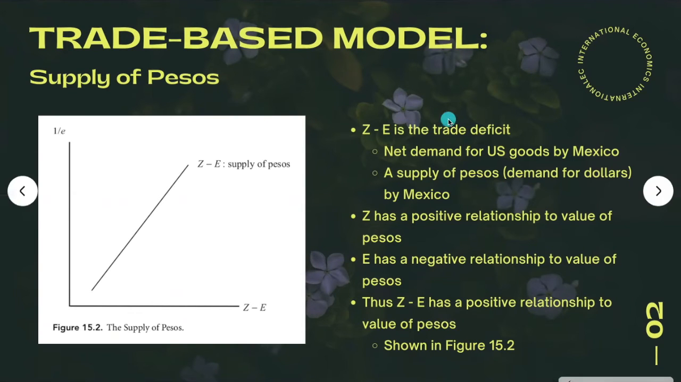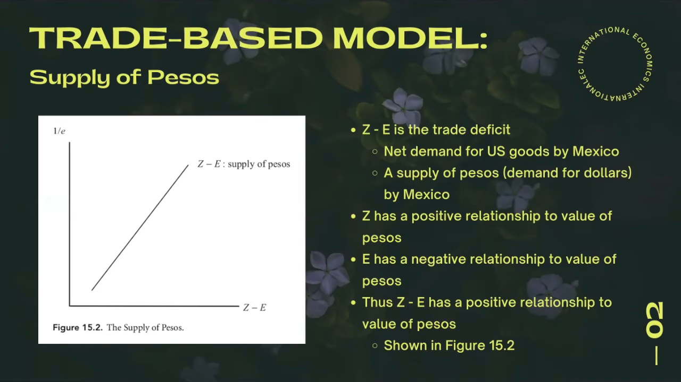The Z minus E is the trade deficit, where Z is imports and E is exports, so imports minus exports equals the trade deficit, which in this case is the net demand for the US goods by Mexico. So it is shown that Z has a positive relationship to the value of pesos, and E, or the exports, have a negative relationship to the value of the peso.